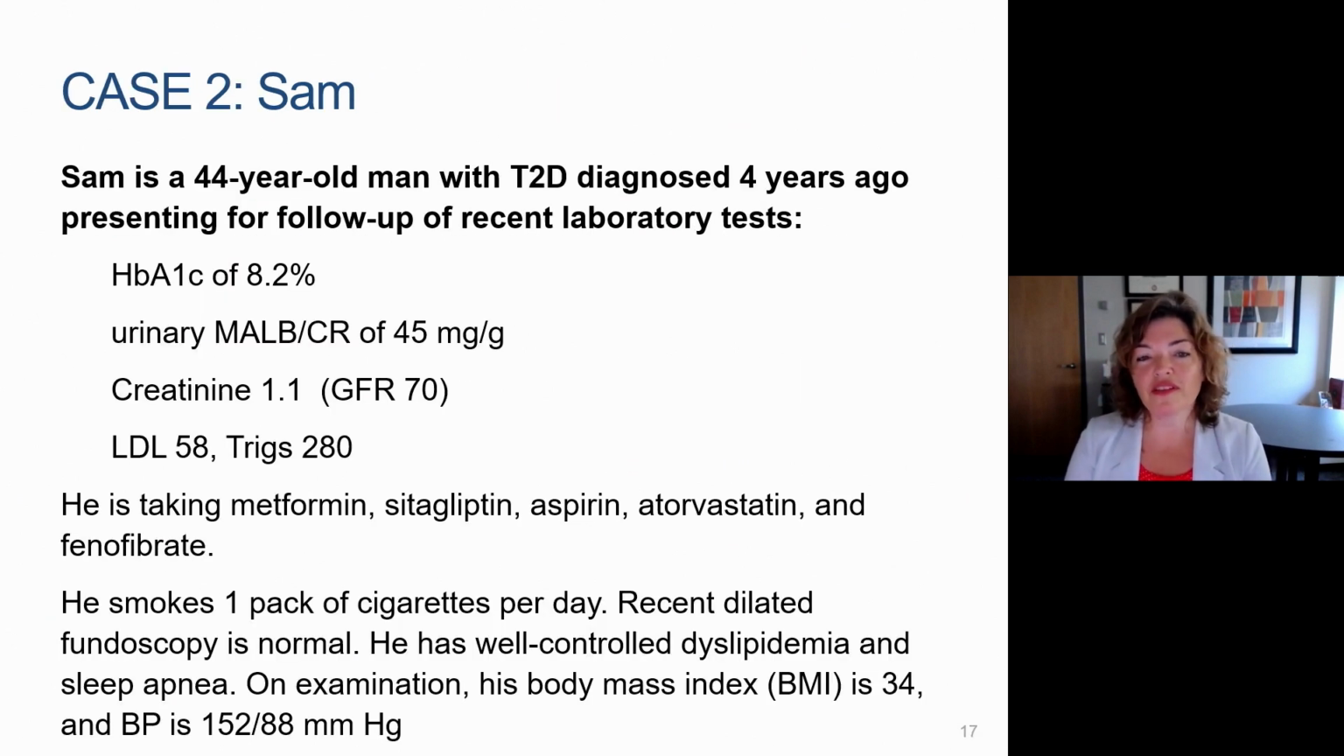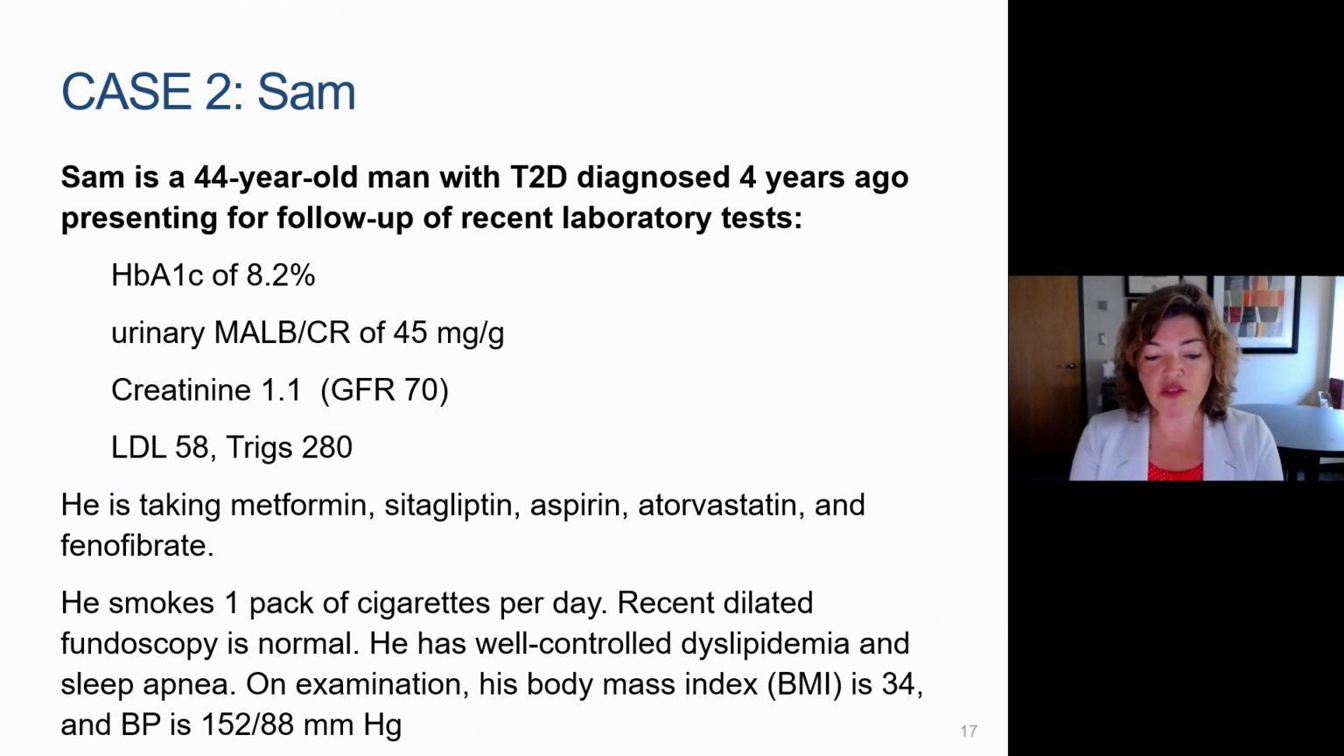Let's go do the second case. This is Sam. Sam's a 44-year-old man with type 2 diabetes, diagnosed 4 years ago. He's presenting for follow-up of recent lab tests. His A1C is 8.2. He has a urinary microalbumin to creatinine ratio of 45. His creatinine is 1.1 with a GFR of 70, and his LDL is 58 with triglycerides in the 280 range. Let's assume that's fasting. He's taking metformin, sitagliptin, which is a DPP-4 inhibitor, aspirin, atorvastatin, and a fenofibrate. He smokes 1 pack of cigarettes a day.